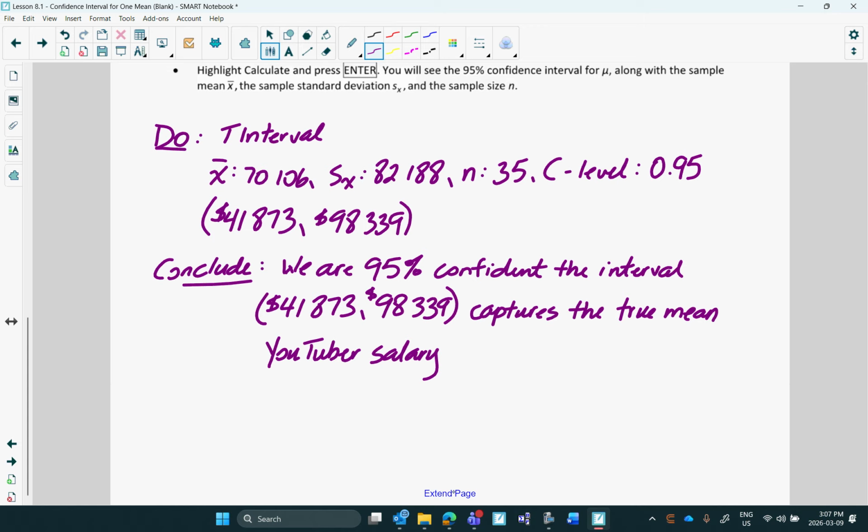But we have an idea of how to construct the confidence interval. Okay. Good.